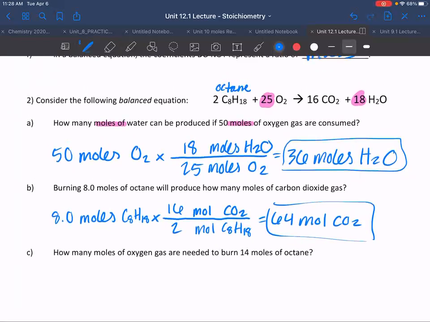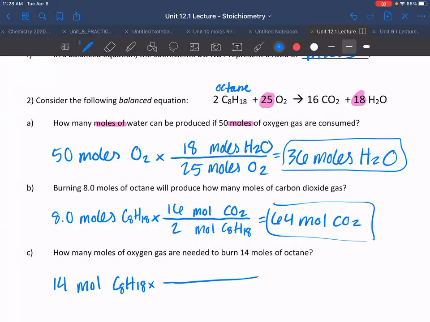All right. Let's say we start with 14 moles of octane. So if we have 14 moles of C8H18, how much oxygen gas did we use? Well, we want to cancel out octane, so we put that on the bottom of our fraction here.